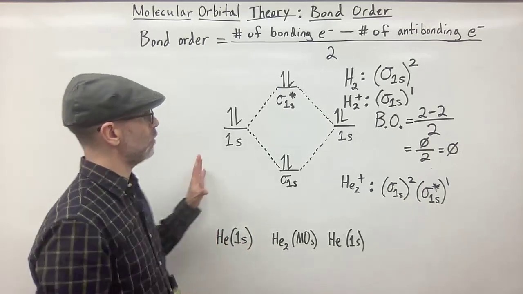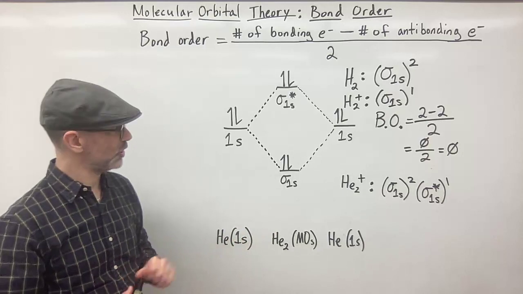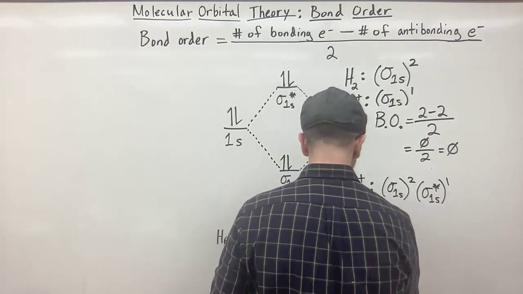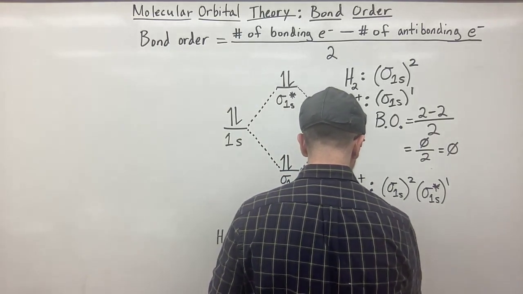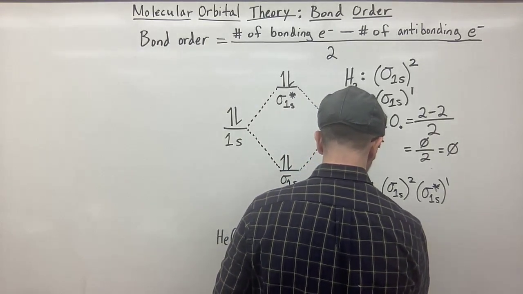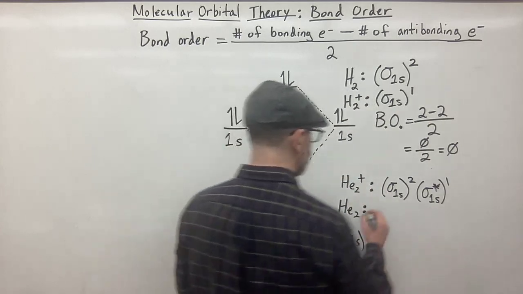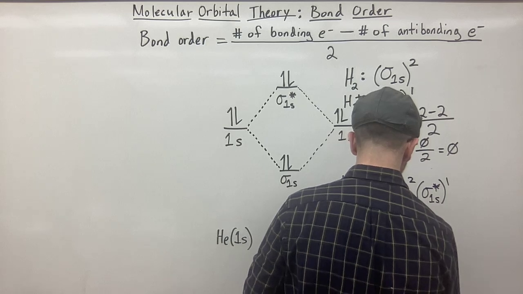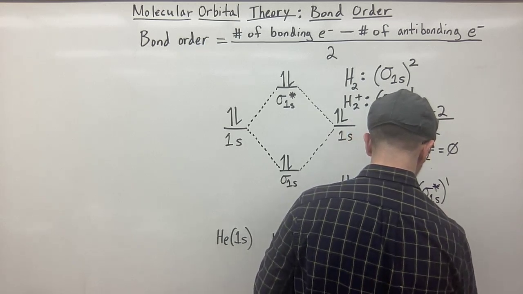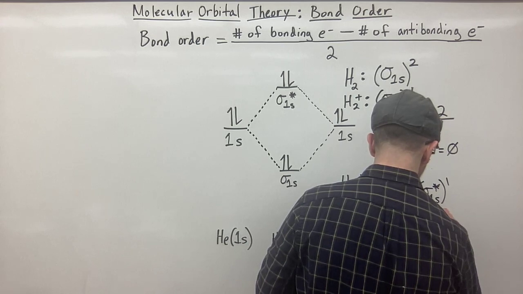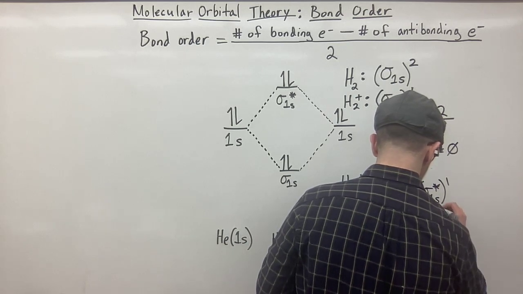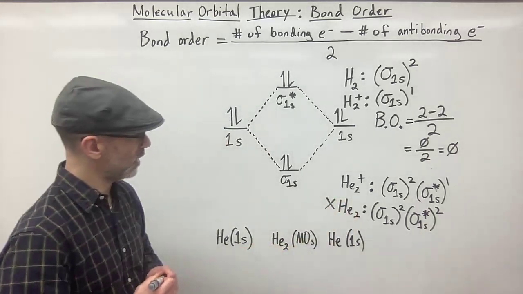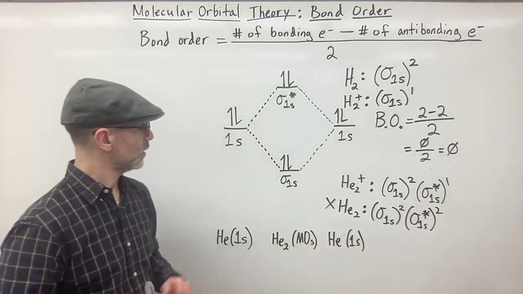Okay, so the next thing I want to point out before finishing up is the electron configuration for He2, if it were to form, would be sigma 1s2 and then sigma 1s star 2. But of course, that's not going to form because it has a bond order of 0.